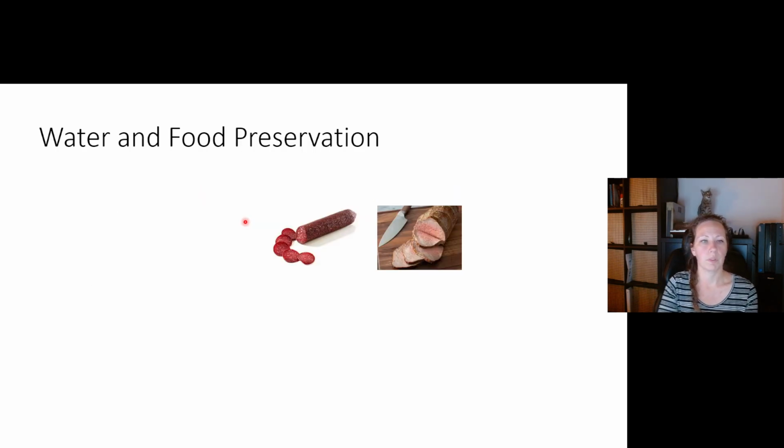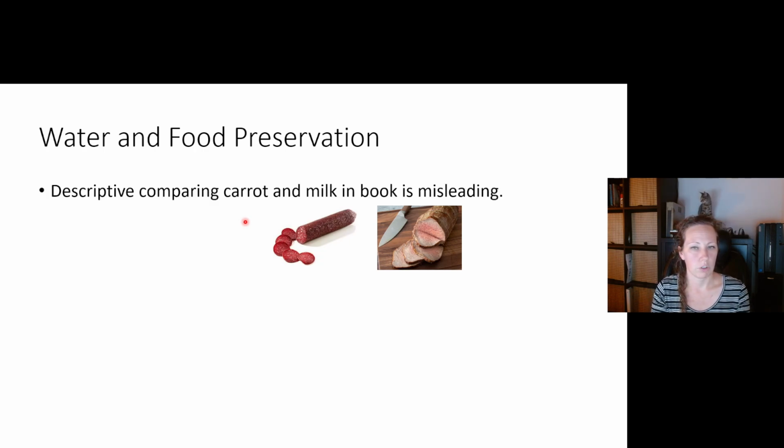So now let's talk about food preservation as it relates to water. Okay, so in the book there is a description comparing carrots and milk. Don't use that. It's misleading. It doesn't make a lot of sense. So carrots and milk have about the same amount of water, 88% water, but milk is more likely to spoil. And they're like, well, this milk spoils in your lunchbox, but the carrot doesn't. And that's because the carrot water is all bound, and that's not true.